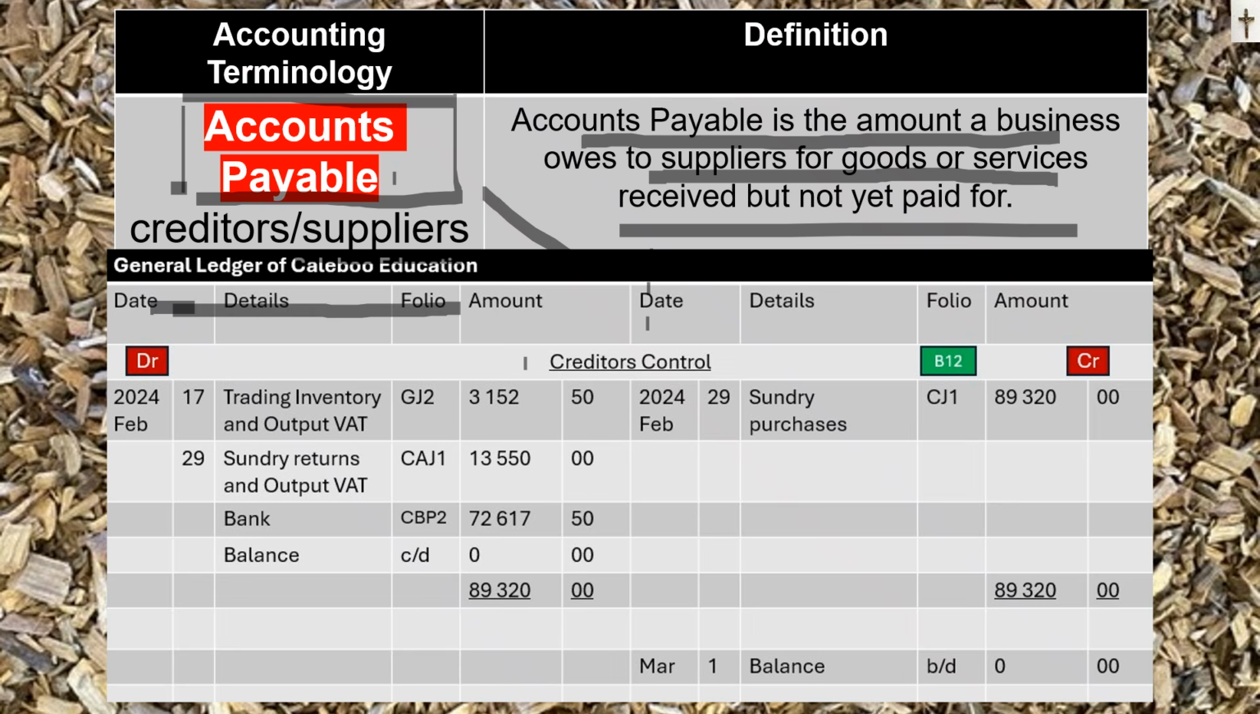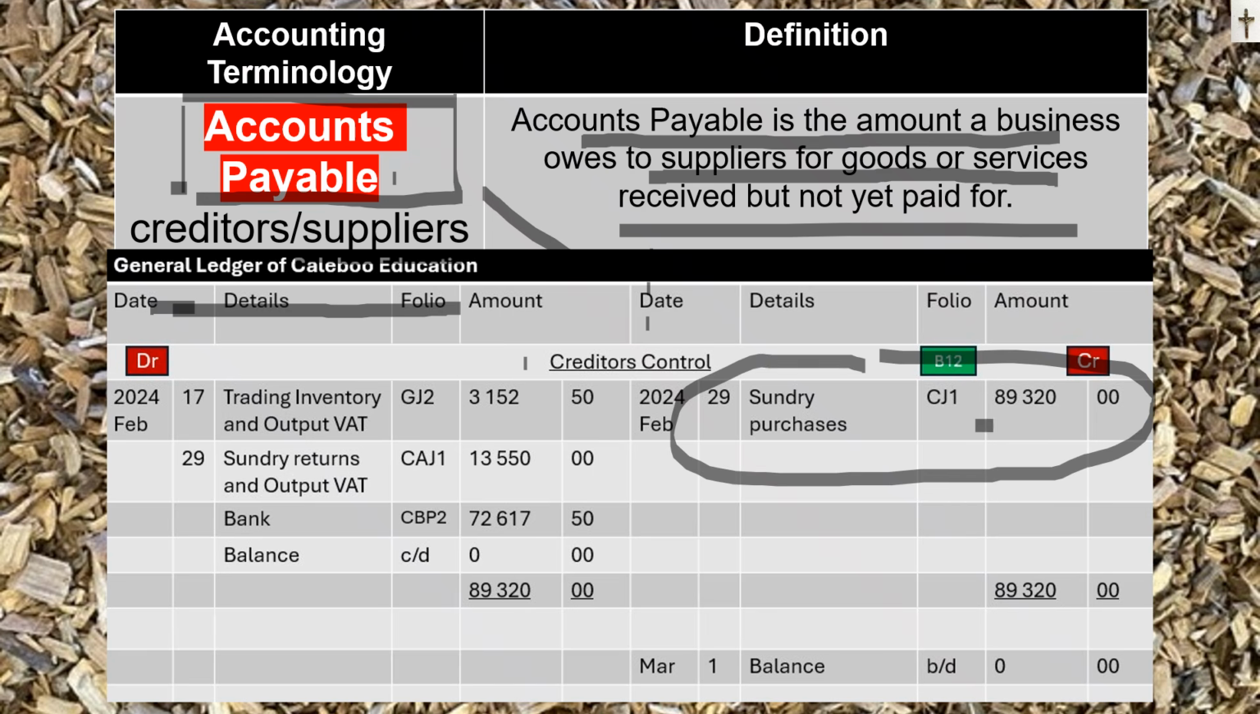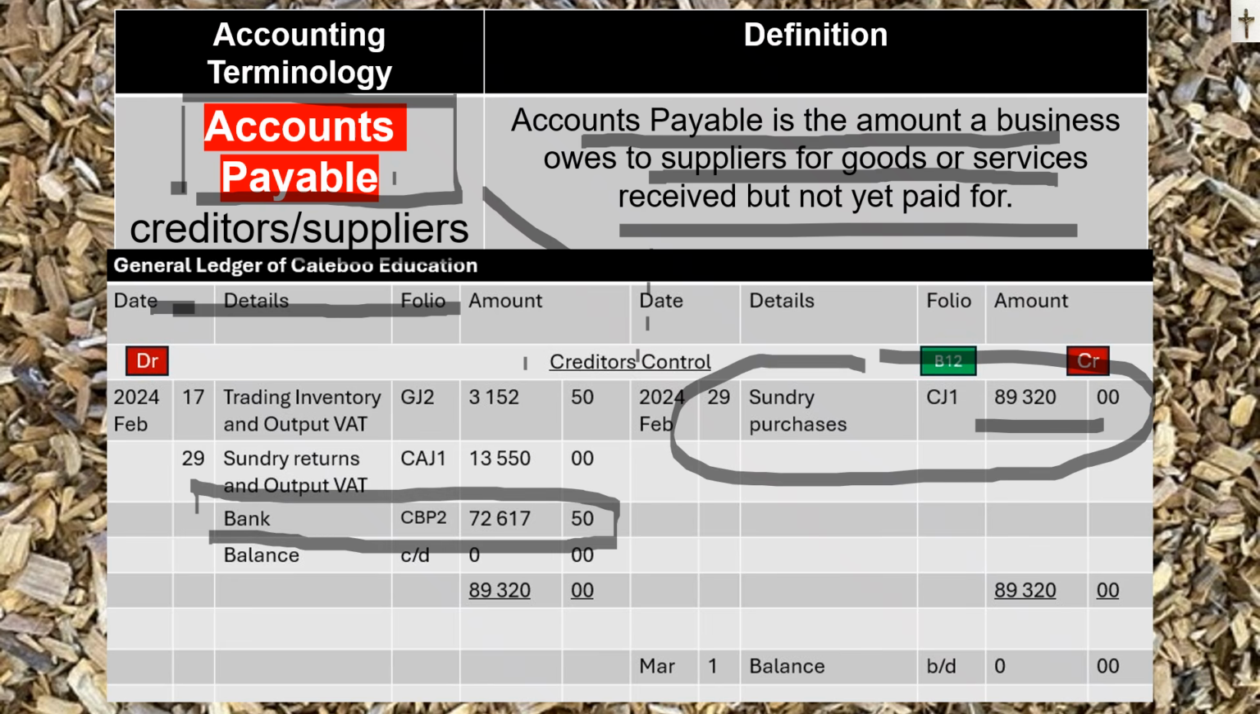Here I just extracted a creditors control account. So everything that was purchased on credit, 89,320 from different creditors. This is a control account, so it keeps a record of all the individual creditors. The creditors ledger, which we do much later, will have all the individual accounts. And here I'll just show you the creditors were paid. These other transactions, we will look at them at a later stage, but that is accounts payable.